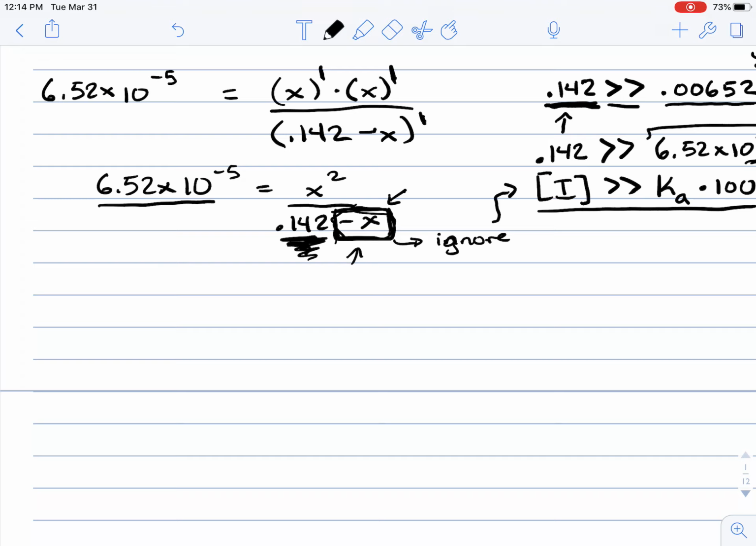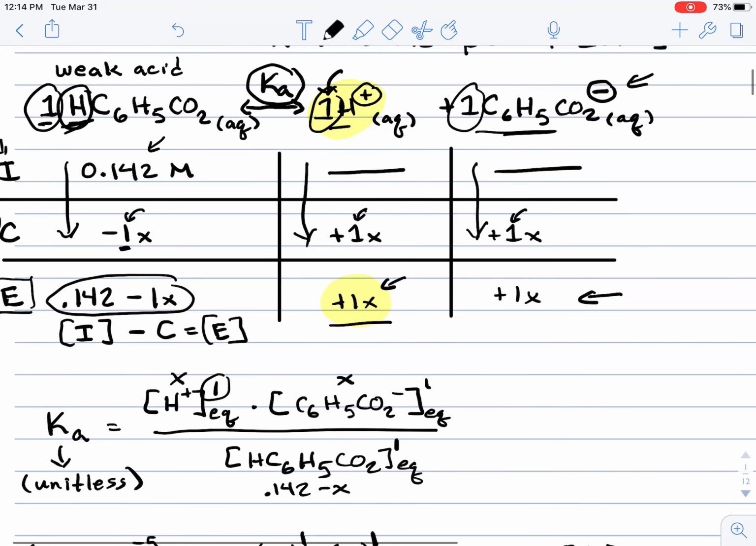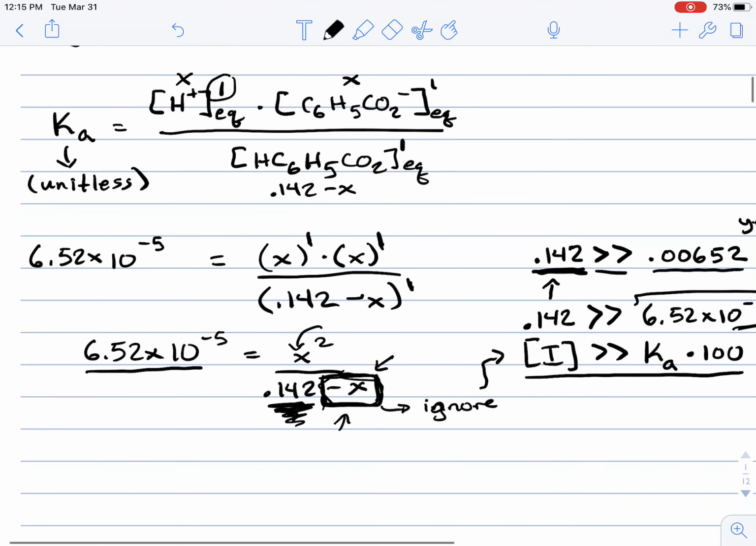However, you don't want to exclude the x at the very top, because this x is representing how much product we're going to get. So basically anything above 0, right? If I scroll upwards, notice that we have no initial concentration of hydrogen and no initial concentration of the benzoate. So anything above 0 is significant, and that's why you don't want to ignore the x in the numerator.